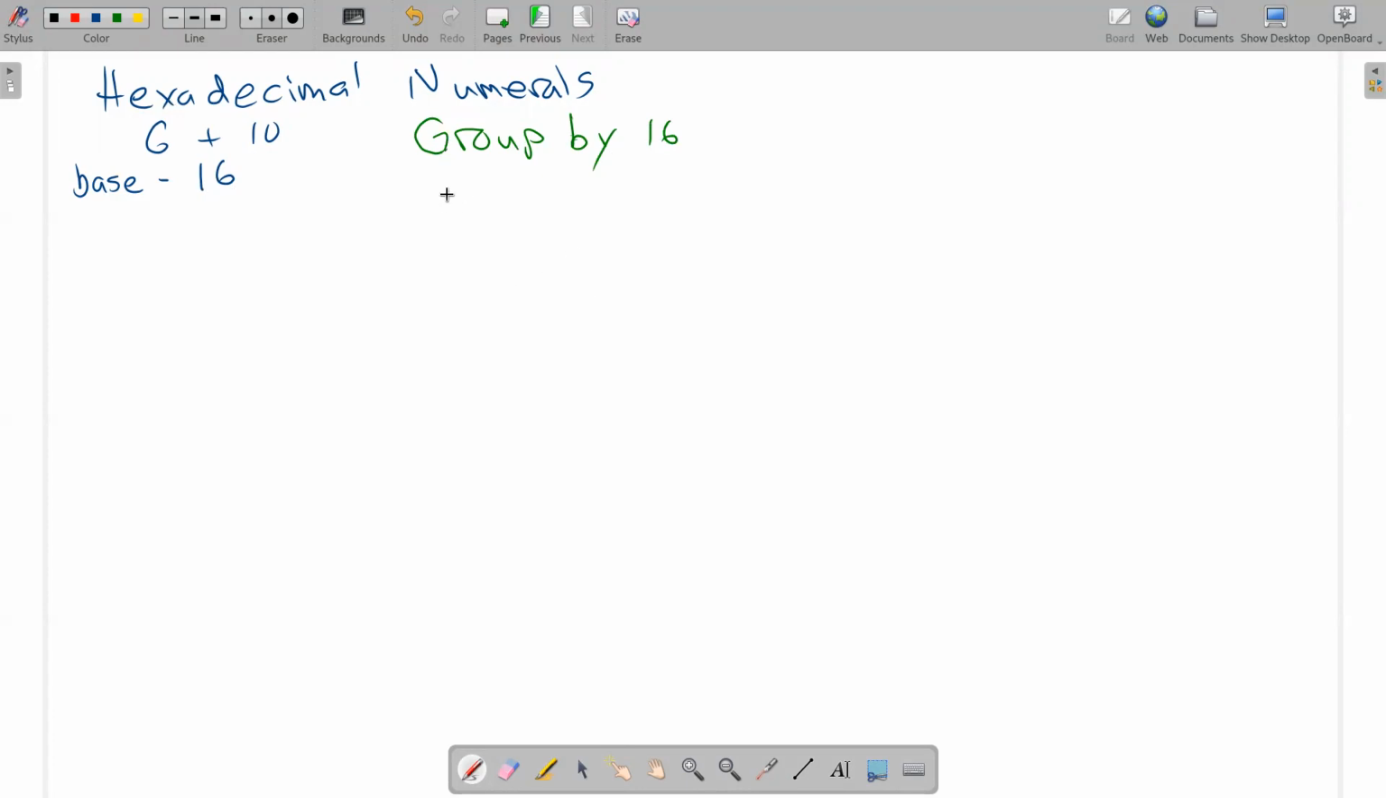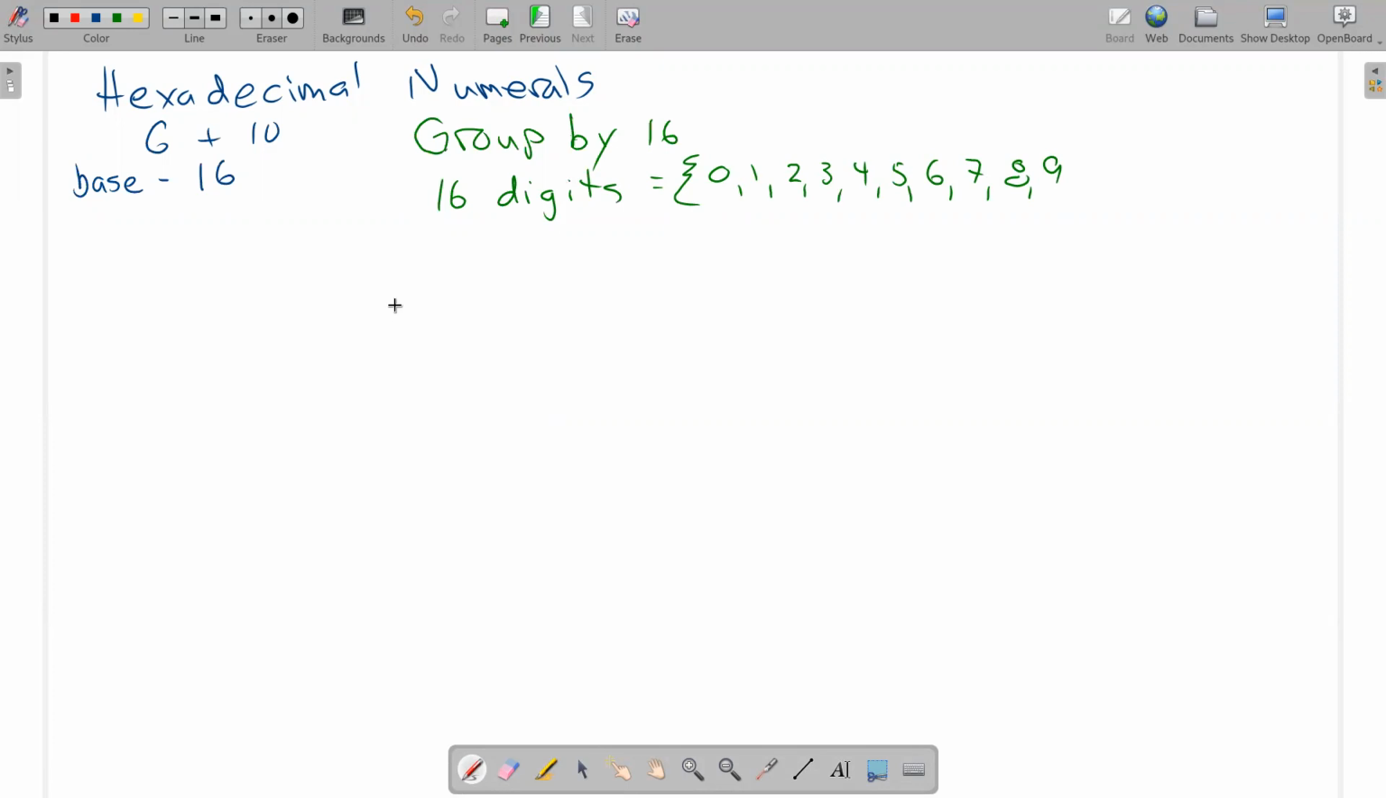How many digits do we have? We have 16 digits. Oh, wait a minute. You mean 16 digits? Digits. Those are like 0, 1, 2, 3, 4, 5, 6, 7, 8, 9. A digit is a single symbol. I'm out of digits. So what are we going to do?